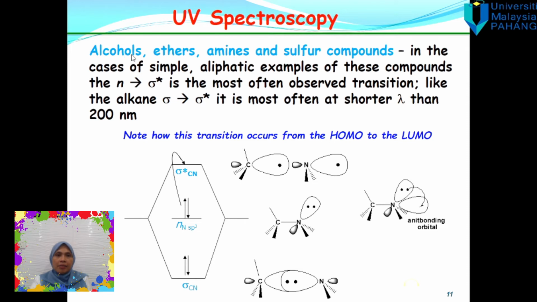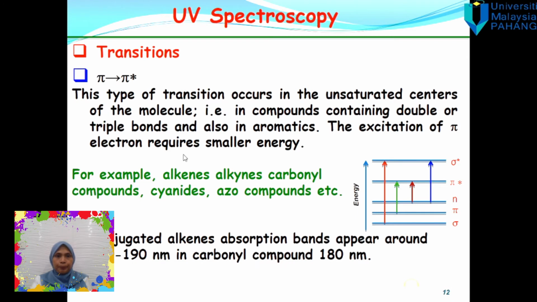This is an example of the n to anti-sigma transition with the presence of OH and with the presence of sulfur. Then we have two types of transition for this type of compound, as I mentioned just now: sigma to anti-sigma and also n to anti-sigma. That's why in the UV-Vis spectrum there are two lambda max values. Why? Because of these different electronic transitions.